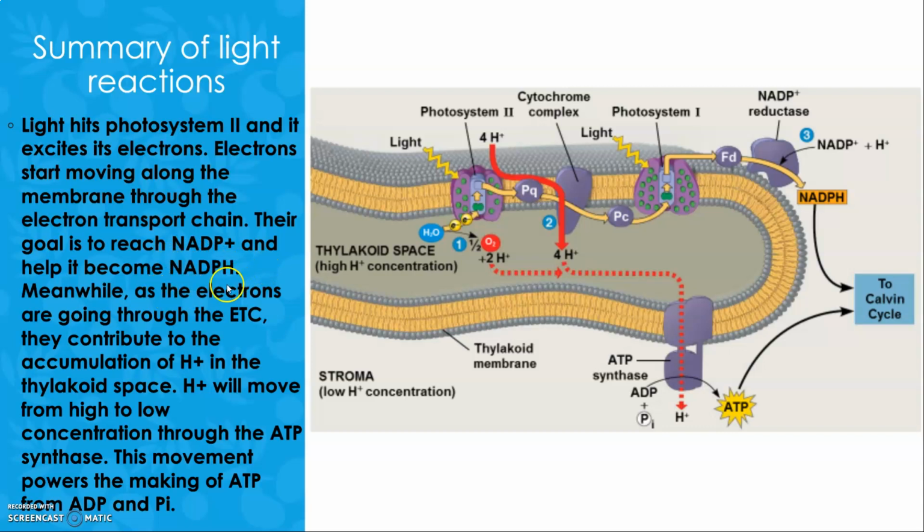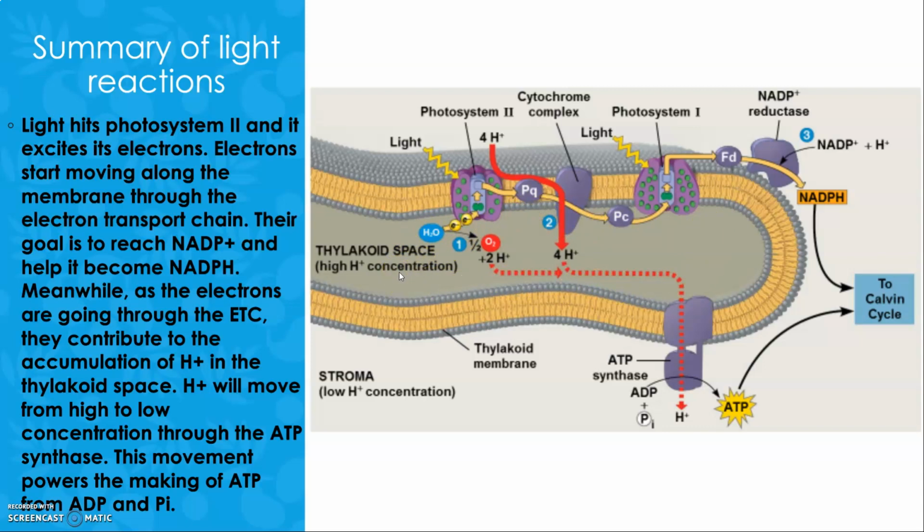Meanwhile, as the electrons are going down the ETC, they contribute to the accumulation of H pluses in the thylakoid space right over here. As the electrons follow along this pathway, they contribute to the import of H pluses from outside into the space of the thylakoids. This generates a high concentration of H pluses right here.